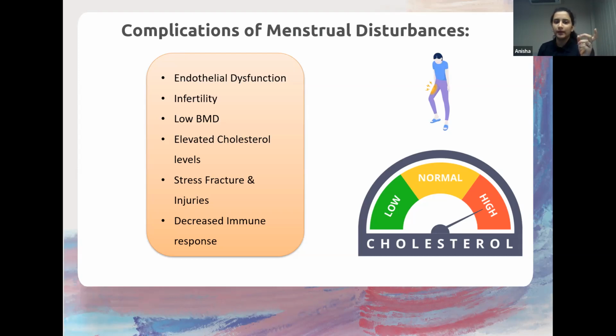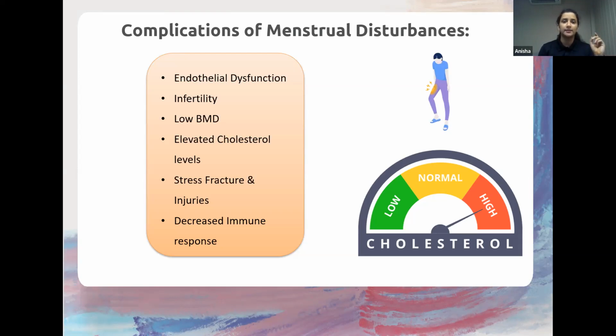Then another complication is low bone mineral density. Again, it is related to your hormone releases. Elevated cholesterol levels: because of low energy availability, your lack of exercising, and menstrual disturbances, your cholesterol level is going to go high, and ultimately it is going to affect your body.